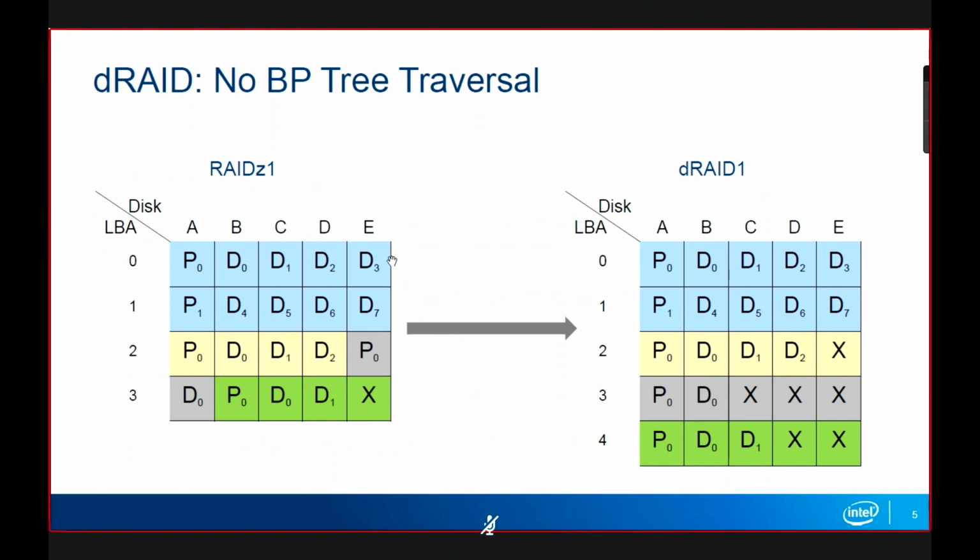The first problem we need to look at is block pointer tree traversal. First, we need to understand why RZ needs to scan the block pointers in the first place. The graph on the left shows a 5-drive RZ1. Each column is a drive, and there are 4 ZFS blocks on the RZ1, in different colors. The first thing we notice in this graph is that the RZ stripe width is actually variable.